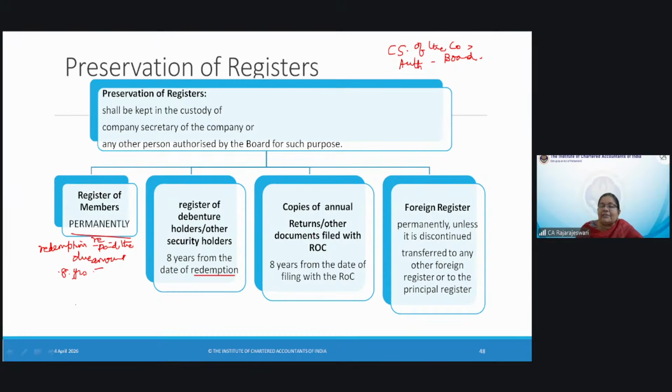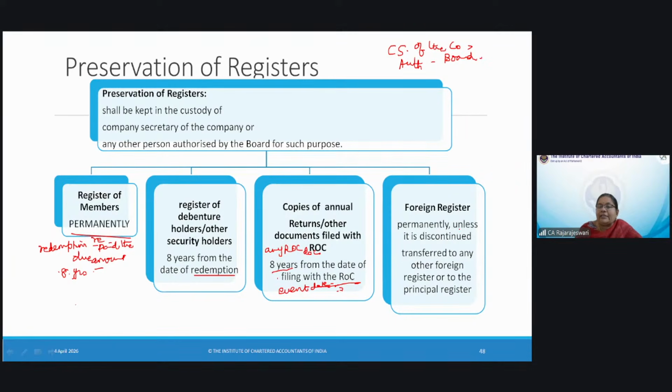Then annual returns or other documents, AOC4 or whatever, for the special resolution or for appointment of a managing director, or appointment of a company secretary, key managerial personnel, any ROC document, should be preserved for 8 years from the date of filing with the ROC. We call that the event date, when you file it with the ROC. After the date of filing, you have to preserve it for 8 years.